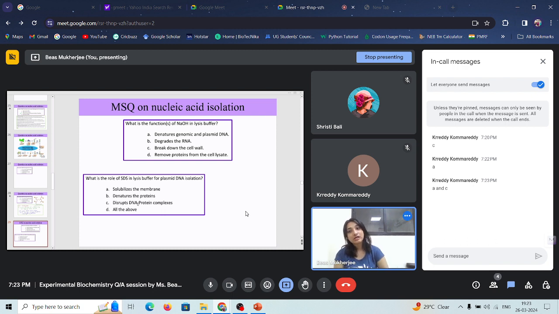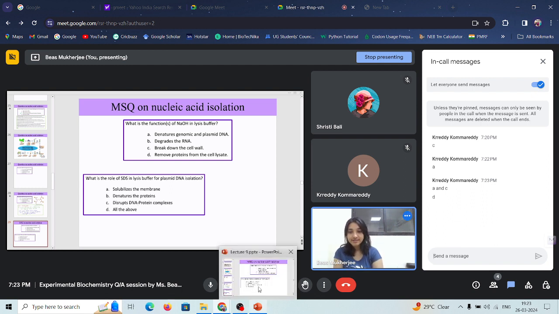Denaturation of genomic and plasmid DNA, that is correct. Degrades the RNA. No, RNase is going to degrade the RNA. Breaks down the cell wall. Removes the protein from the lysate. Okay. And then what is the role of SDS in lysis buffer? Solubilizes the membrane, denatures the protein, disrupts the RNA-protein complexes. So SDS is going to do all of these, and yes, you're very right. It is the right answer.